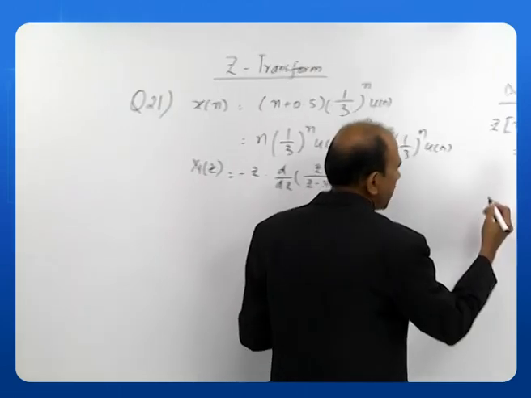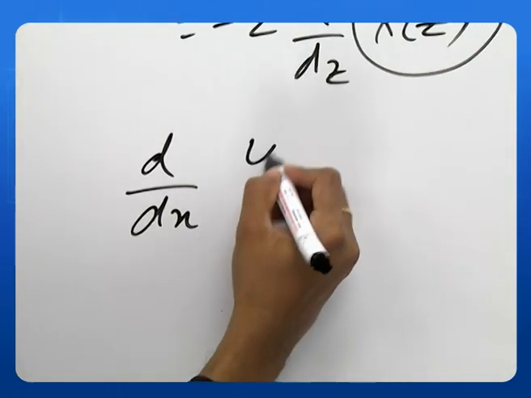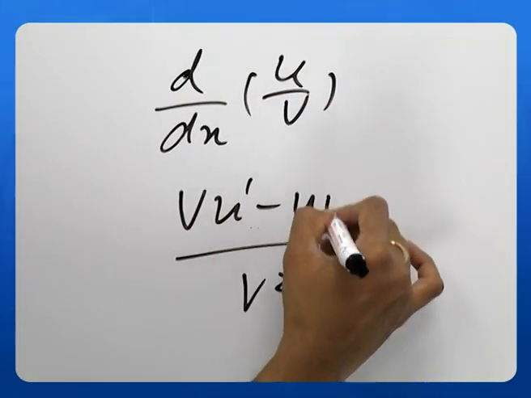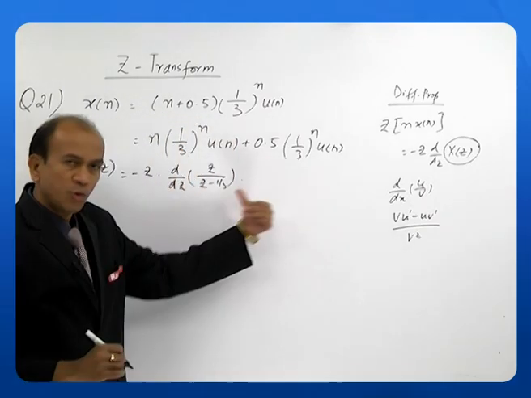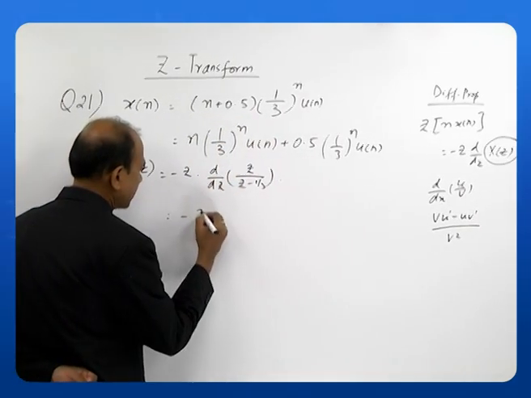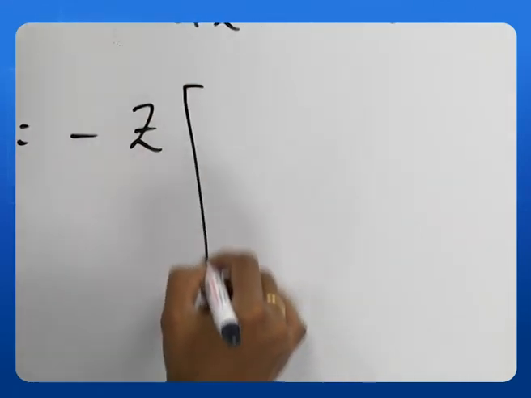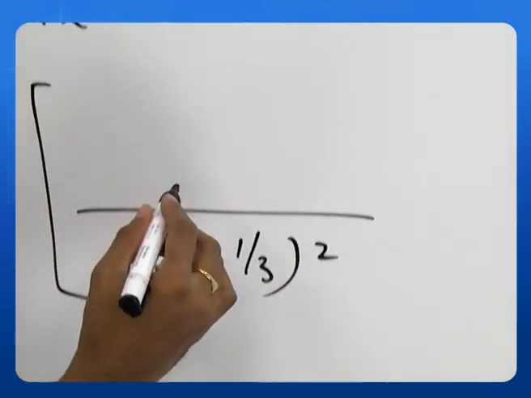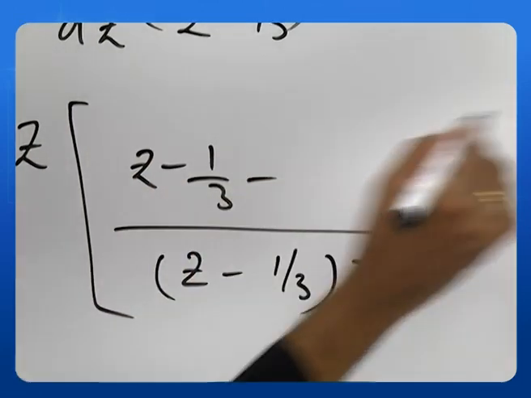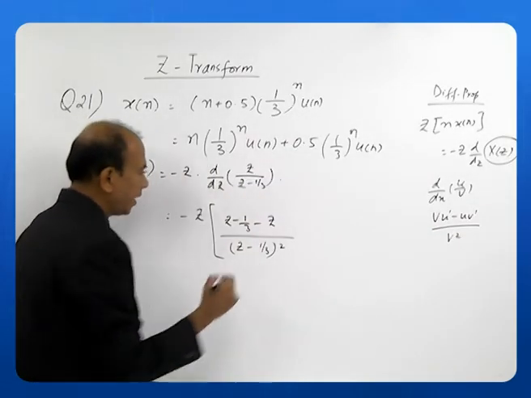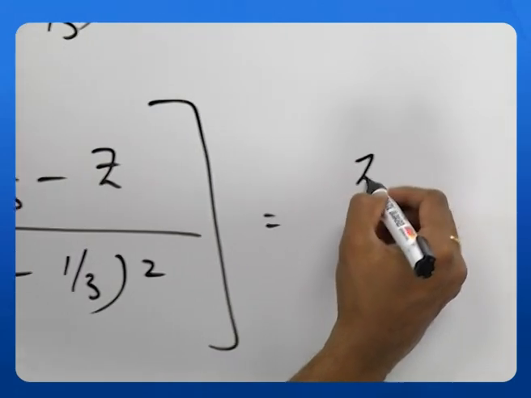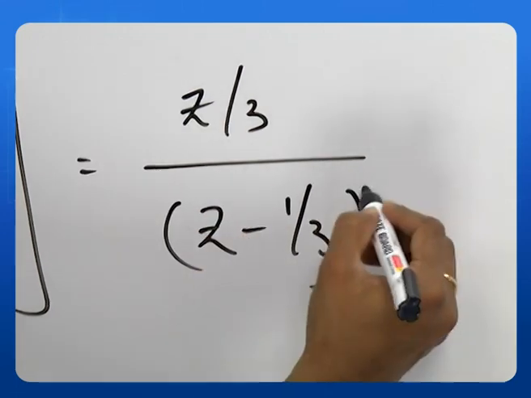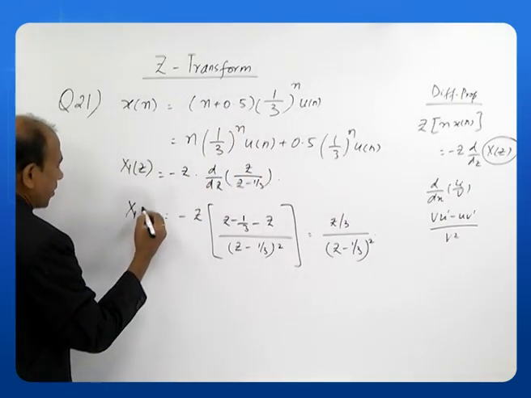Let us just write down once. d by dx of u by v is v square, v u dash minus u v dash. Okay, this is the formula. So let's use that here. So I write down this here, and this will be equal to, this is z minus 1 by 3 whole square. Okay, that will be z minus 1 by 3 using that formula minus z. So this will be equal to z by 3 by z by 1 minus 3 whole square. So this is our x1 of z now.